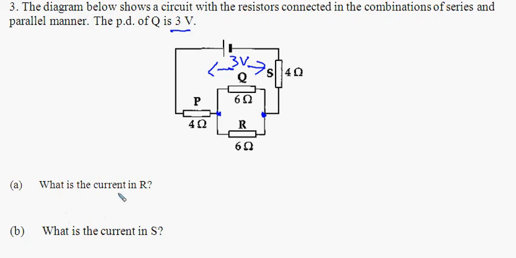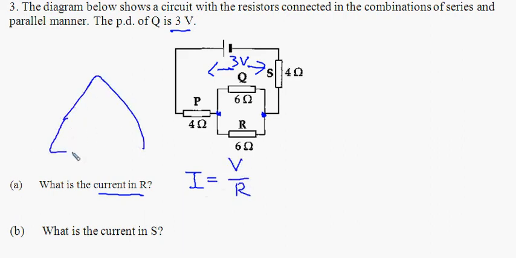So we're at part A. What is the current in R? Current in R is actually I equal to V over R. Just apply the triangle. Remember the triangle? Okay, V is on top, I and R are below. So to find current I, just cover I, it is V over R. So in this case, V has to be the potential difference across R.